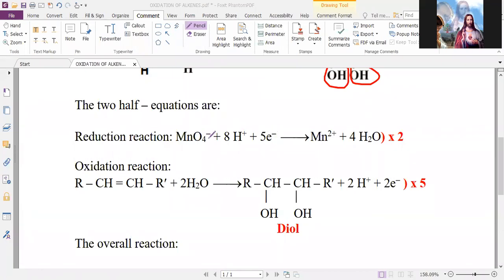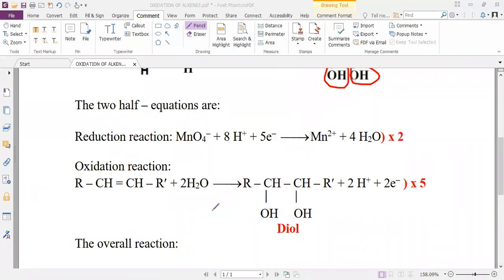Here we have -1 plus 8, which will be +7, and on the other side +2, so we add 5 electrons. So 5 electrons will be added in order to balance the equation. Now this is the reduction reaction.